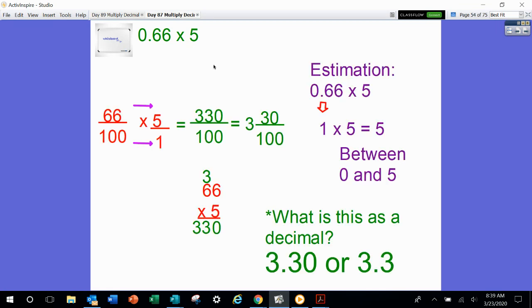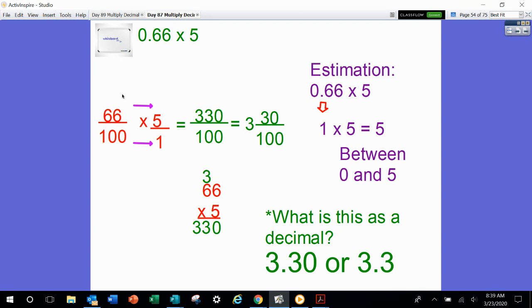Okay, so when I estimate 66 hundredths times 5, well, that would be 1 times 5, which is 5. My answer should be between 0 and 5. All right? Then I'll come here.